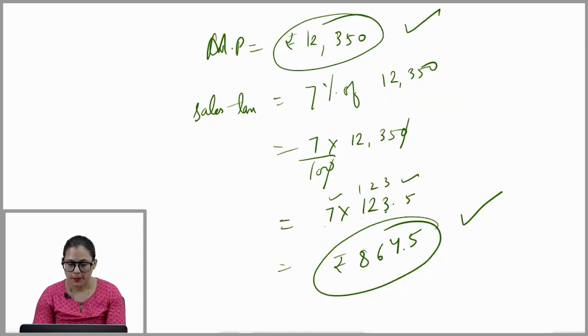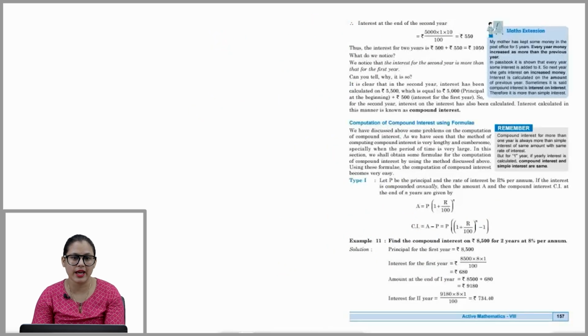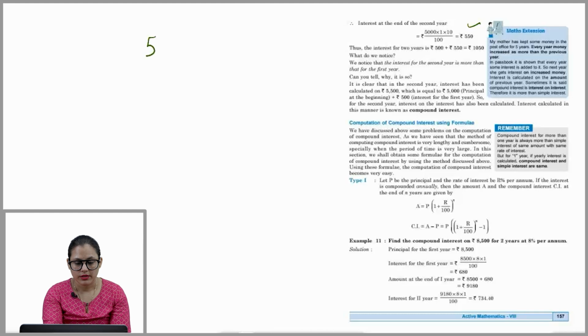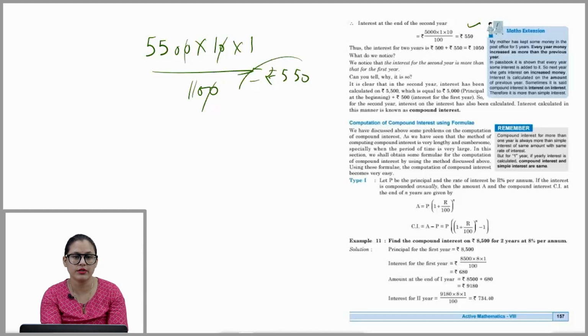See, interest at the end of the second year is how much? Interest at the end of second year is 550. How? Now the principal is 5,500, rate is 10%, time is 1 year. Okay, 0, 0 goes, 0, 0 goes. Now this interest is 550. Thus the interest for 2 years is 500 plus 550, that means total is 1,050.